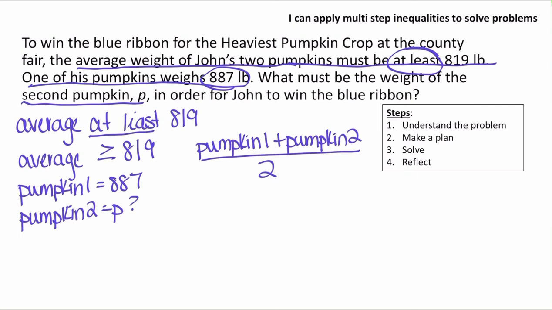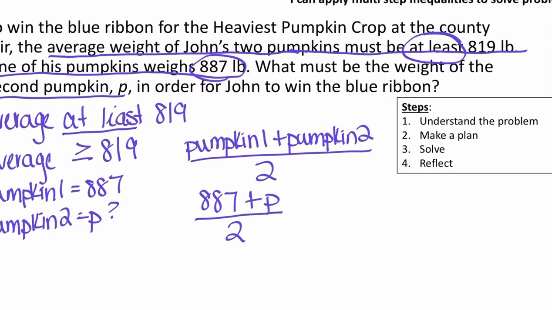Well, pumpkin 1 is 887. Pumpkin 2, it tells us, is P. So we're going to take that and divide it by 2, and then it tells us that that average is at least 819. So that's going to be greater than or equal to 819. Now we need to work on solving this inequality.